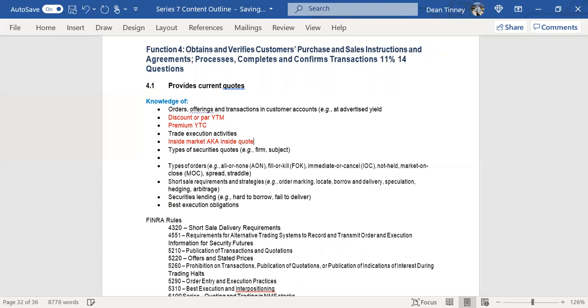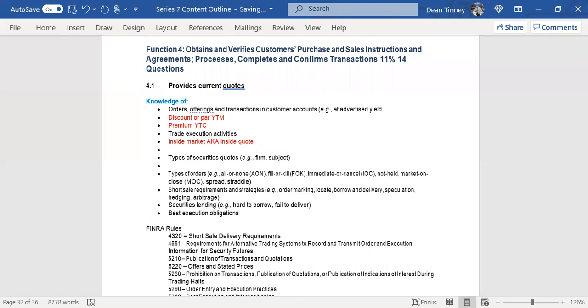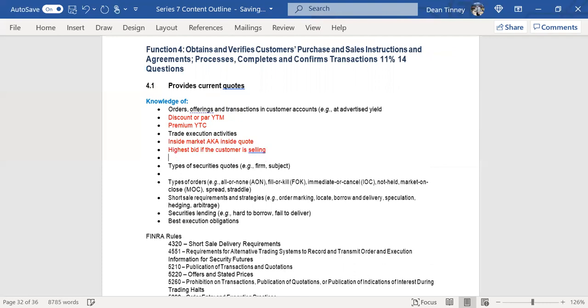What that means is, what I'm interested in making sure my client gets is the highest bid if the customer is a seller, and the lowest ask if my customer is a buyer.